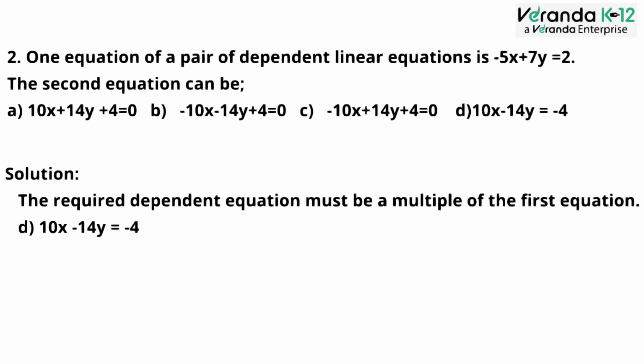If you look at option D, 10x minus 14y is equal to minus 4, it is the exact multiple of the given equation by minus 2. So the answer is option D, 10x minus 14y is equal to minus 4.